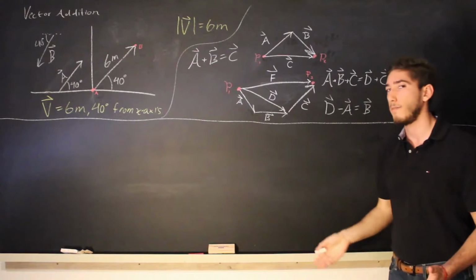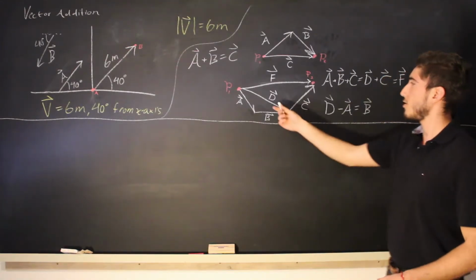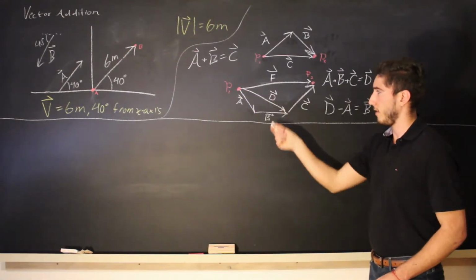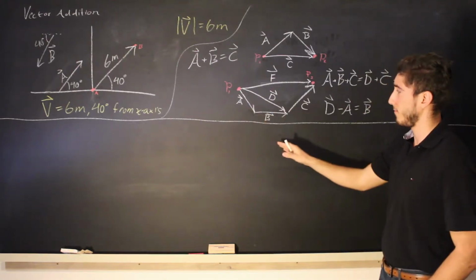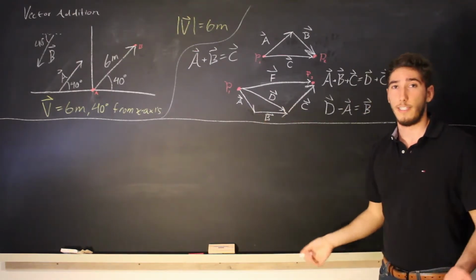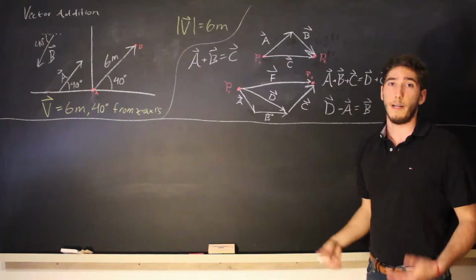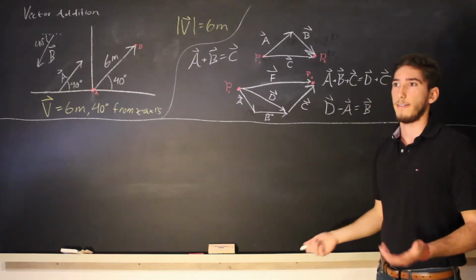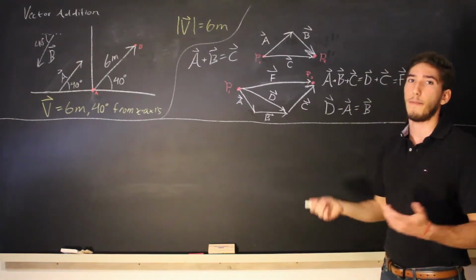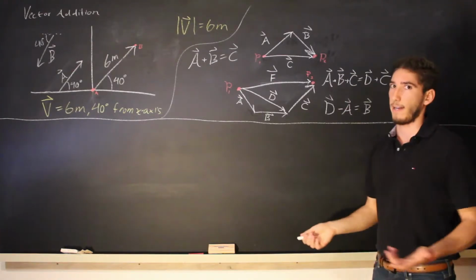And like I said, it is commutative. So let's just look at this triangle here. We have A, B, and D. If A plus B equals D, then surely D minus A equals B, D minus B equals A, A minus D equals negative B, and B minus D equals negative A. And that's exactly what it is.